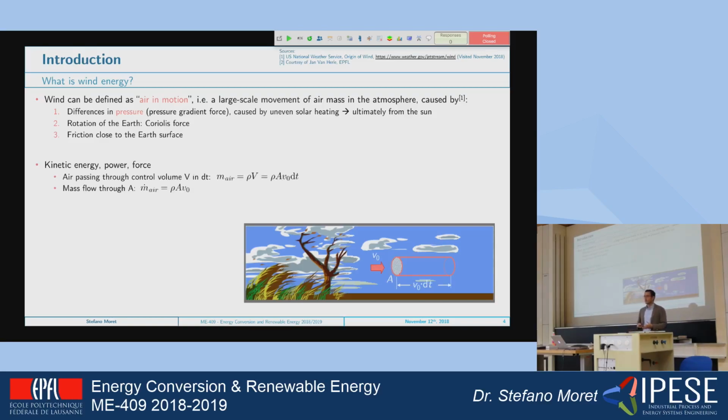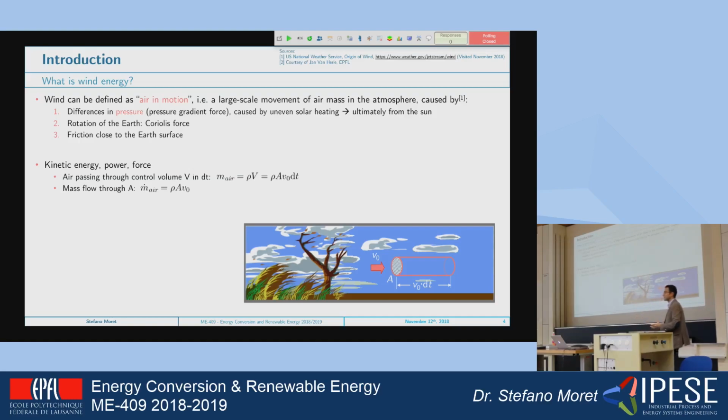So, when we consider wind, we normally consider that we have a control volume, as in this case here. We consider that we have an undisturbed flow of wind at speed v equal v0, and we consider a control volume. We take a part of the air and we isolate it in order to study its properties.